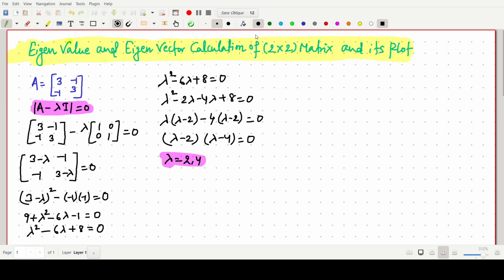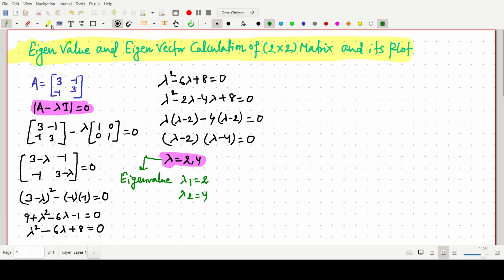Okay, so this is nothing but simply the eigenvalue. Two eigenvalues are there, so we can also write it like that: lambda 1 is 2 and lambda 2 equals to 4. This is a very simple process. But the next one, we have to find the eigenvector. So eigenvector is also very easy.